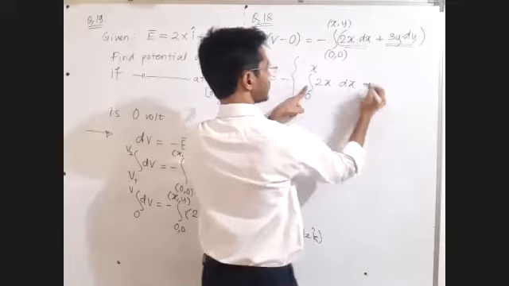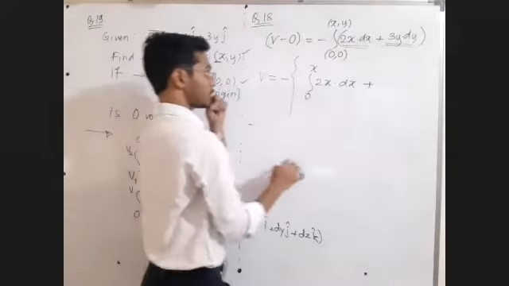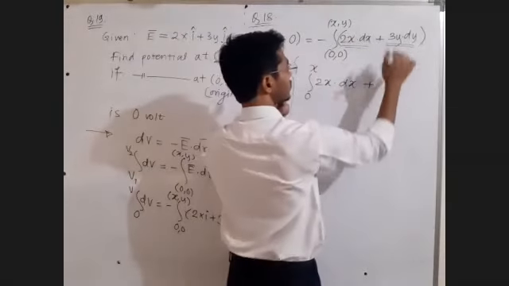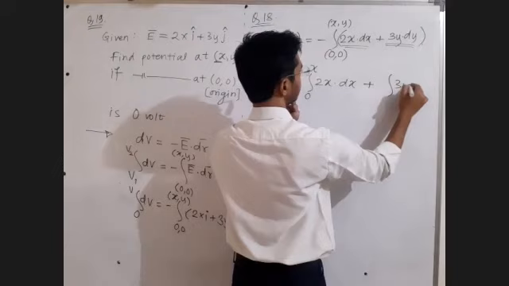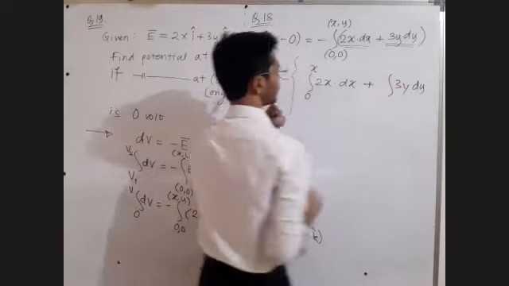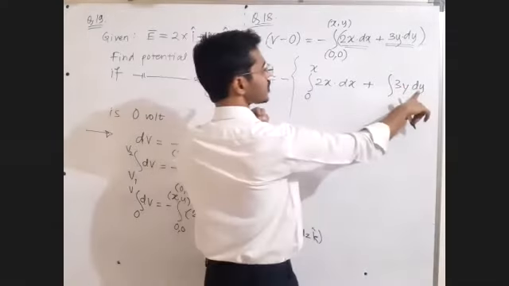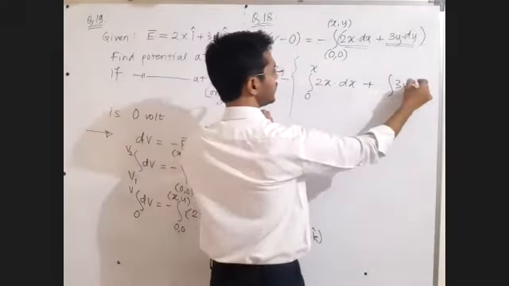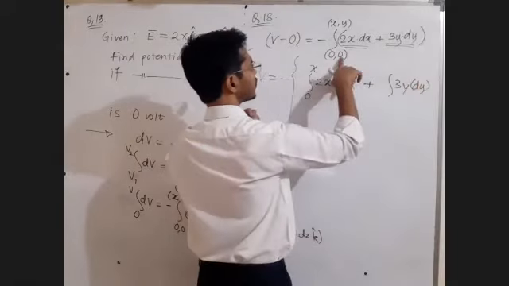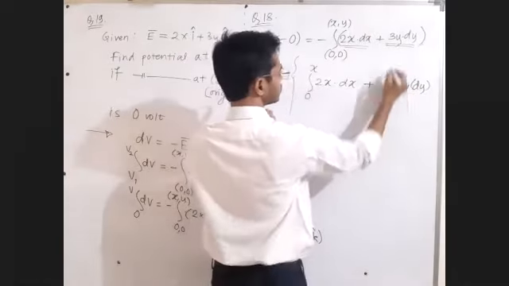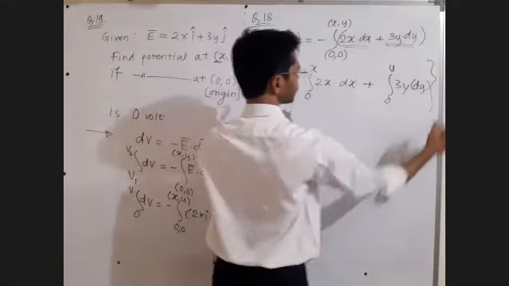This plus sign as it is. This minus sign outside the bracket. Integration of second term separately. Integration 3y dy. Limits of y only because here we have written dy. Limits of y only. What are those? 0 to y.